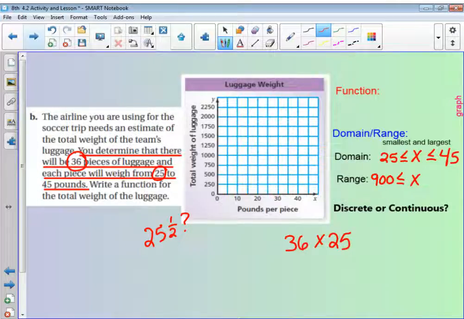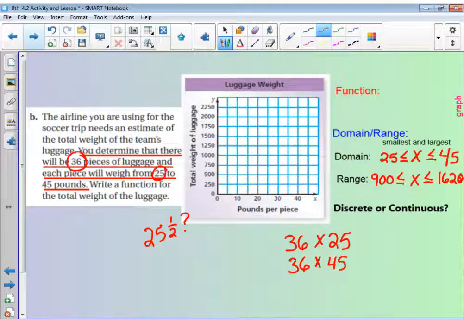We're going to put our X in the middle. And then what's the most that it could possibly weigh? Well, we would have 36 pieces of luggage that could weigh up to 45 pounds at the max. So we're going to do 36 times 45 to see the most all 36 pieces would weigh, and that would be 1,620. Okay, so there's our range.